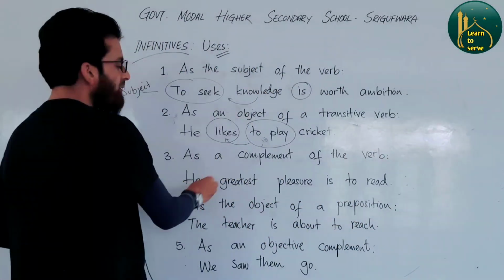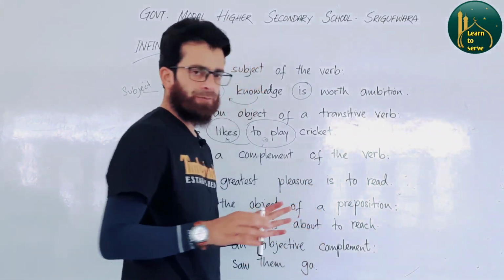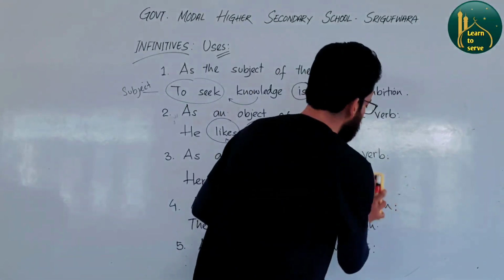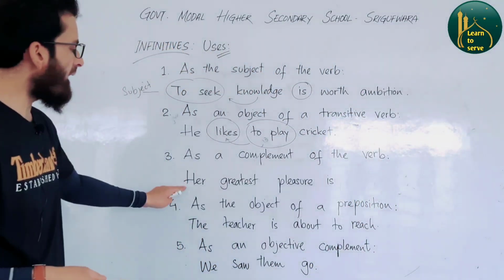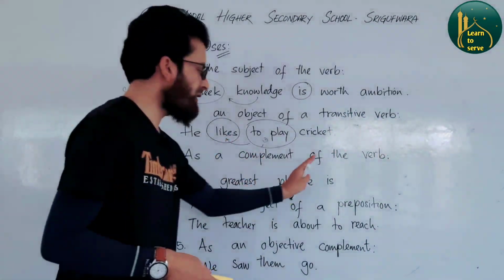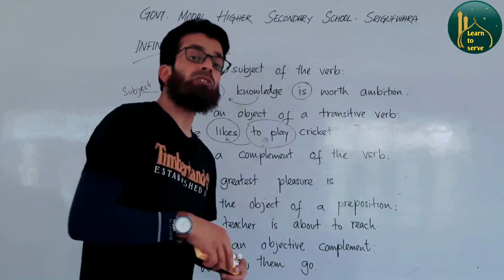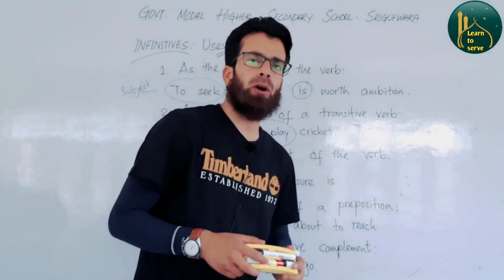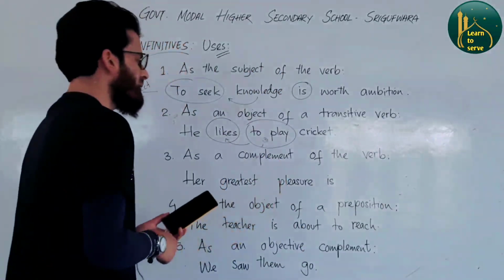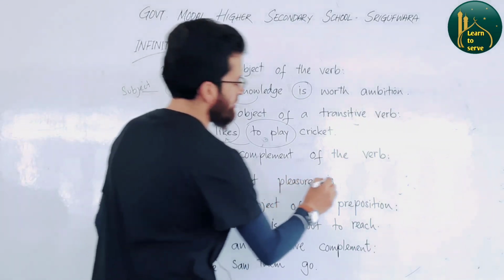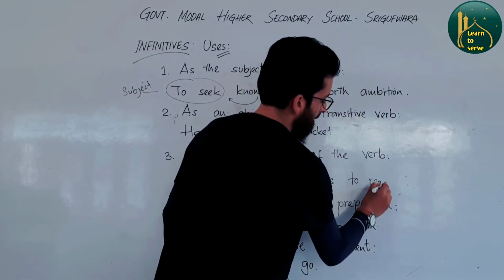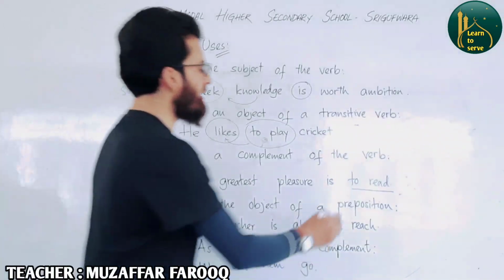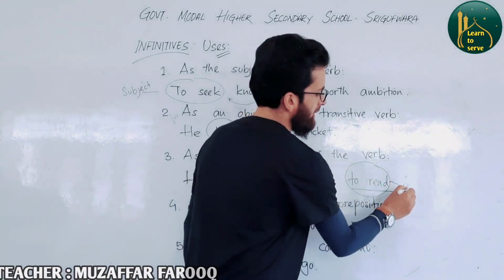For example, "Her greatest pleasure is". If I only wrote this, omitting "to read", "Her greatest pleasure is" does not complete the predicate of this sentence. So this verb is known as a verb of incomplete predication. Now the words "Her greatest pleasure is to read": so "to read" becomes the complement of the verb. Here "to read", and we know "to read" is an infinitive.